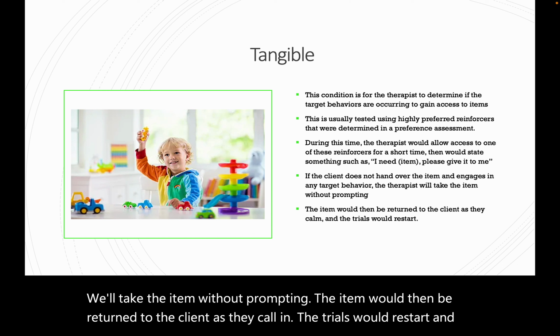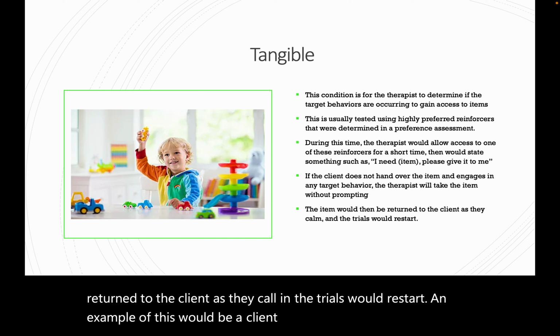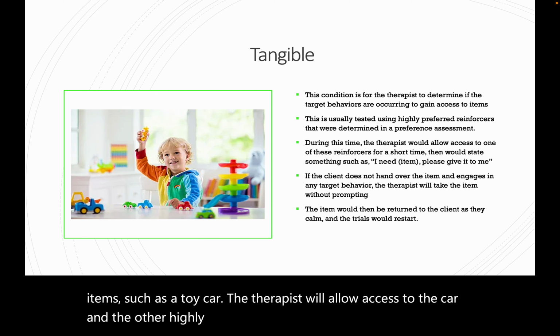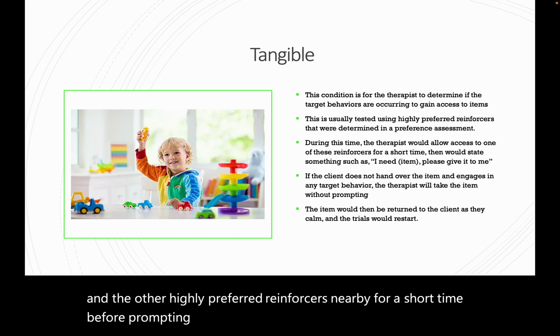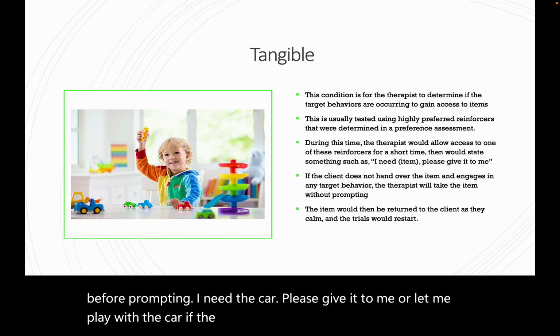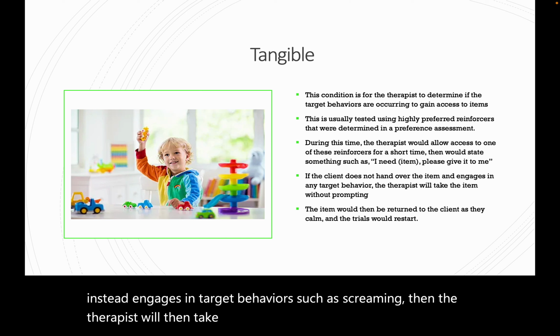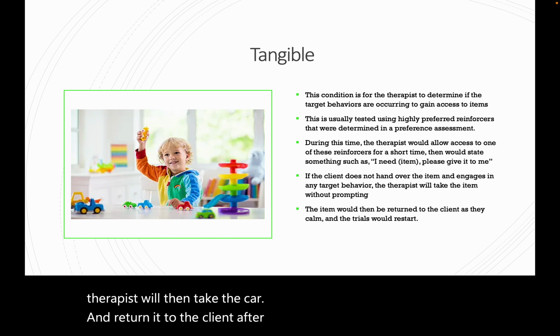An example of this would be a client playing with their preferred items, such as a toy car. The therapist will allow access to the car and the other highly preferred reinforcers nearby for a short time before prompting, "I need the car, please give it to me," or "Let me play with the car." If the client does not hand over the car and instead engages in target behavior such as screaming, then the therapist will then take the car and return it to the client after a short time after they calm and the trials will restart.